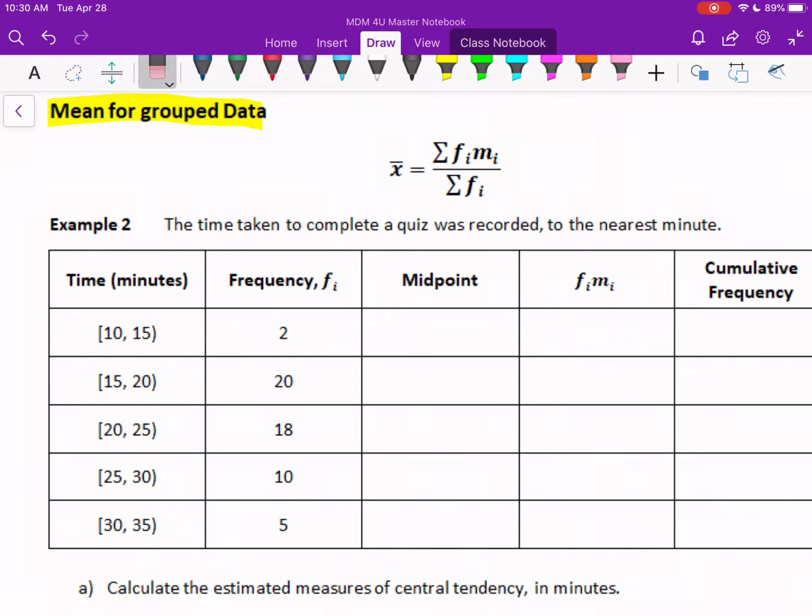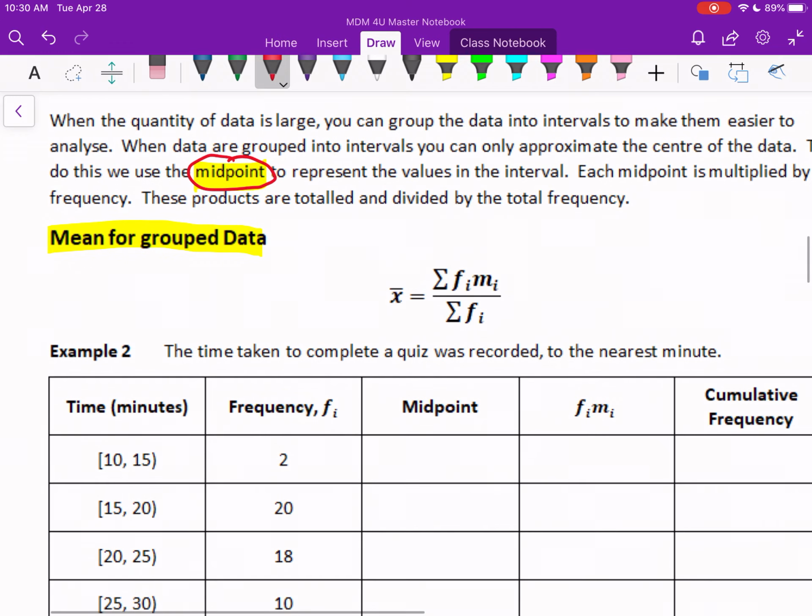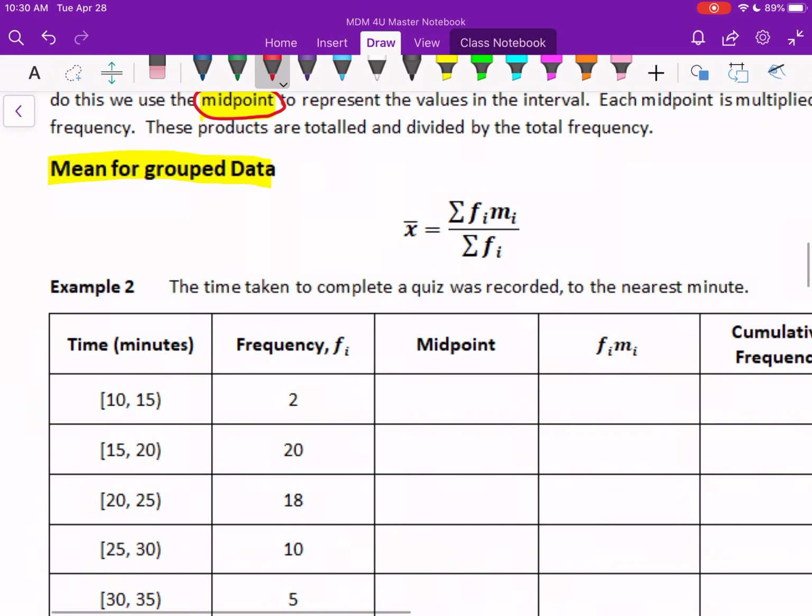We don't have the raw data here. We just have what interval they've fallen in. Since we don't have the raw data, that's why we use the midpoint. We say, okay, if they're all in this interval, then we're going to let the middle of the interval represent the actual time that each person got. So this is a formula. It's just really doing the exact same thing as the mean one above.